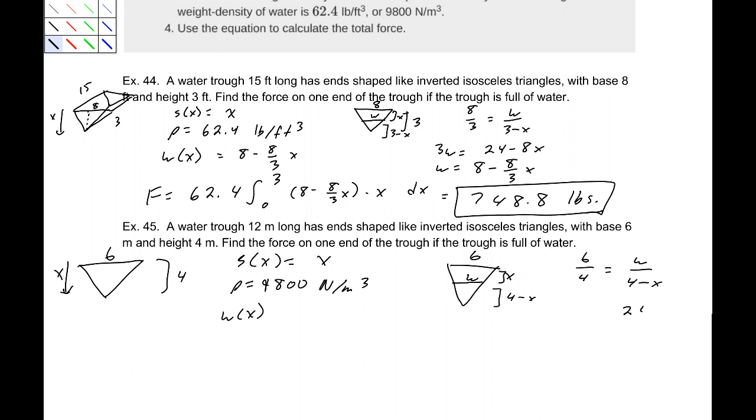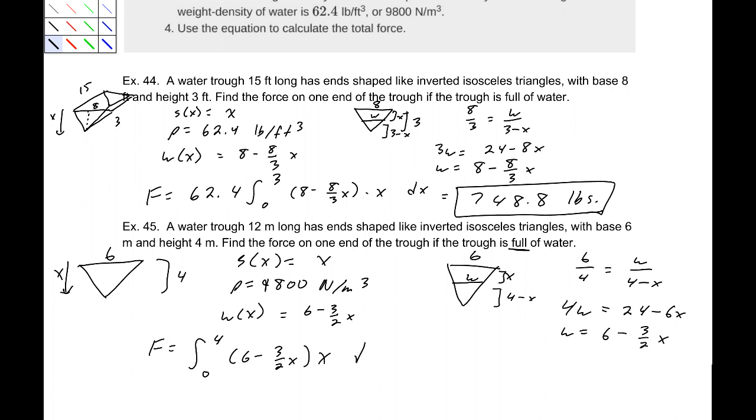So that would be 24 minus 6x equals 4w, and w is 6 minus 3 over 2x. Okay, so there's our width function. So our force is equal to the integral from the bottom to the top, 0 to 4, since the trough is full, of 6 minus 3 over 2x times x dx, which is going to come out to a force of 156,800 newtons.